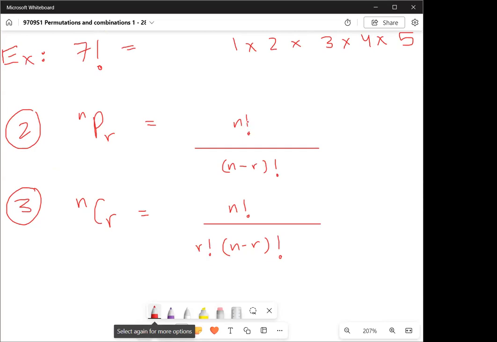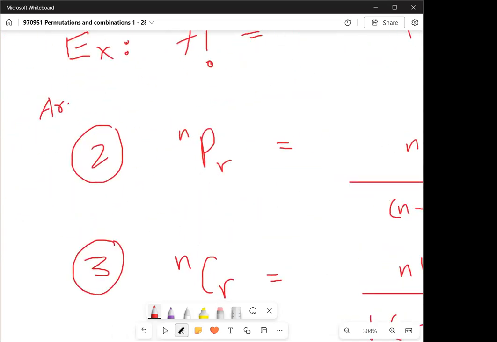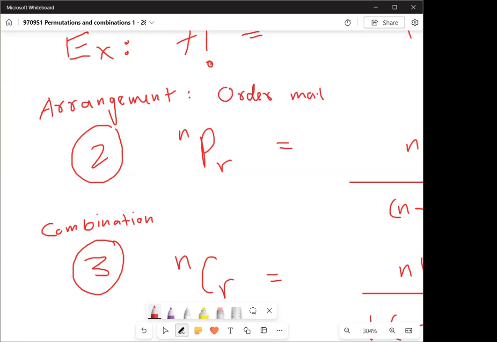So they can also consider math in A levels. Now, look at n factorial, that's the same thing from above, but n minus r factorial, what is that? Now, this is actually arrangement. Permutation is nothing but arrangement, and this is combination. It's basically arrangement with rules, but the thing is, order matters here. Here, order does not matter.